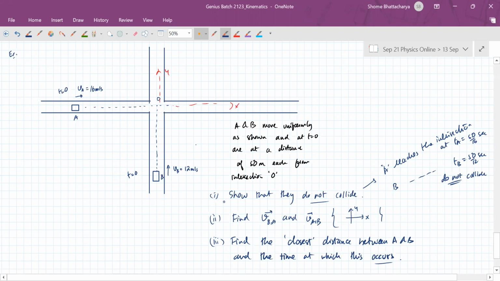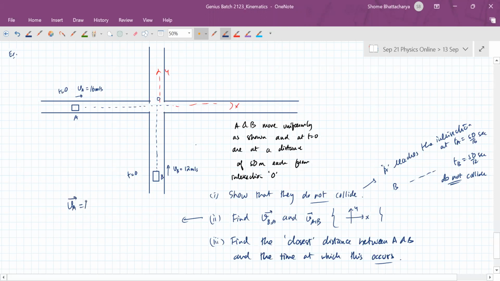That the relative velocity does not cut A. The relative velocity of B with respect to A does not go through the point A. But as it goes past A, there is some point where it reaches closest, no? Right? Yes, sir.